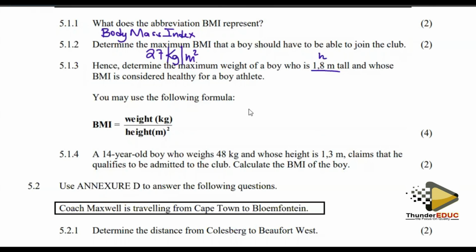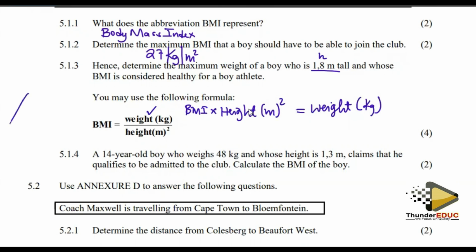So they have told us the BMI equals weight in kilograms over height. So we are looking for the weight now. What's going to happen? It will be the BMI times the height, which will give us the weight in kilograms. The BMI, you can also use it as this. Let me see.